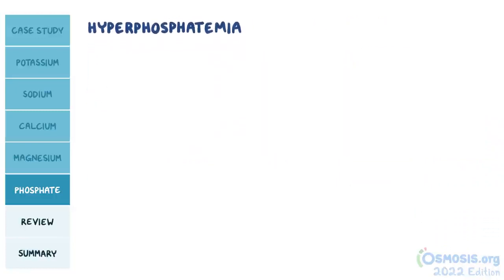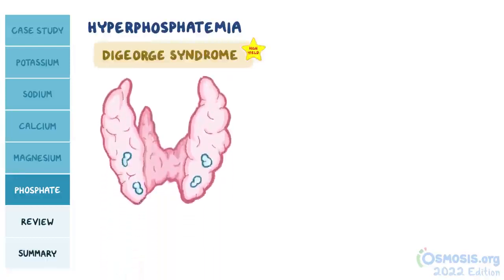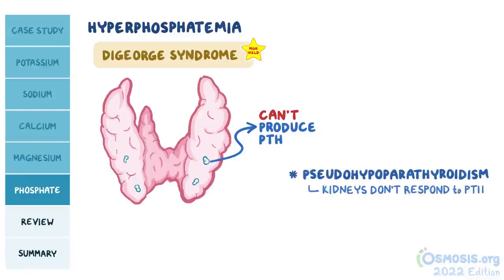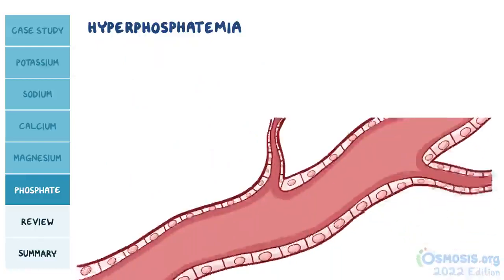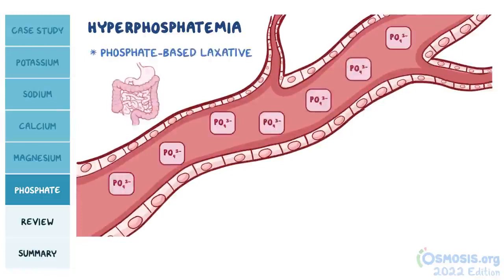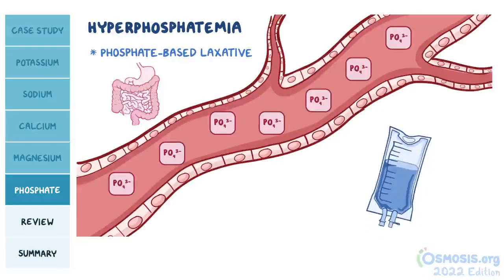Also, people with the genetic disease DiGeorge syndrome are also born with parathyroid glands that are too small and can't produce enough parathyroid hormone. Related to this is pseudohypoparathyroidism, which is where the kidneys don't respond to parathyroid hormone because of a genetic defect in the parathyroid hormone receptor. Alternatively, phosphate levels can rapidly increase in the blood from excessive intake of a phosphate-based laxative and absorption through the gastrointestinal tract or through the bloodstream via intravenous fluids.